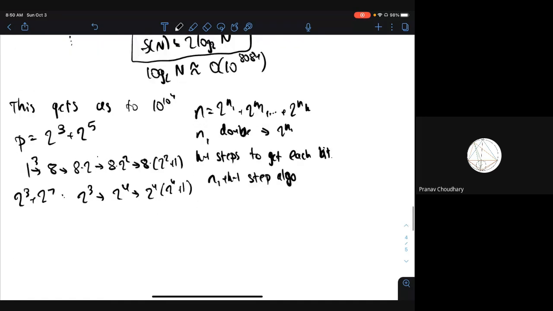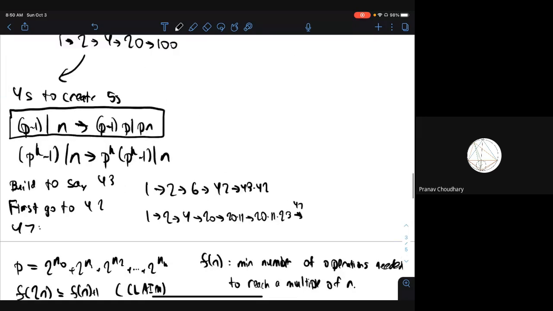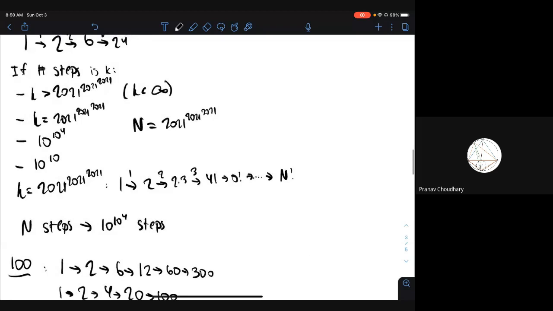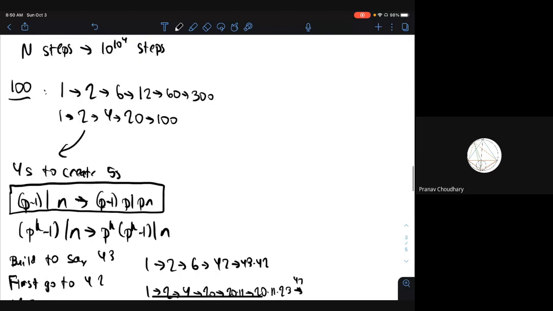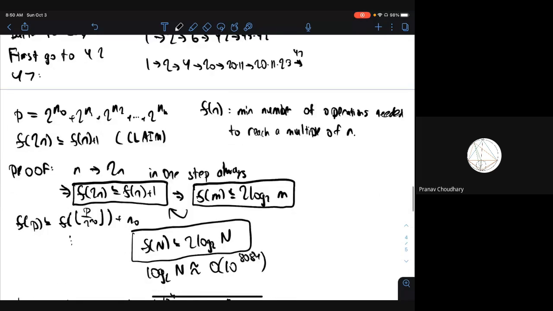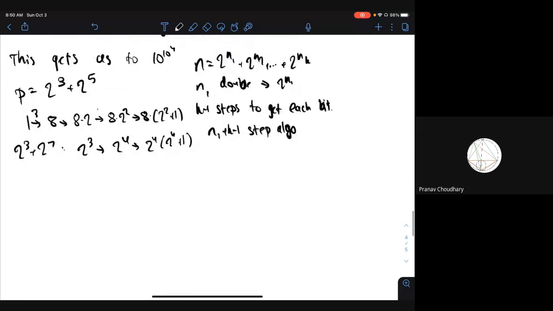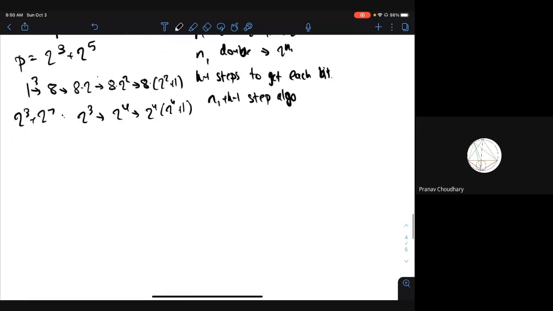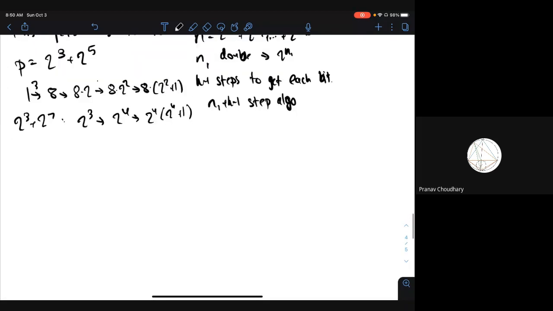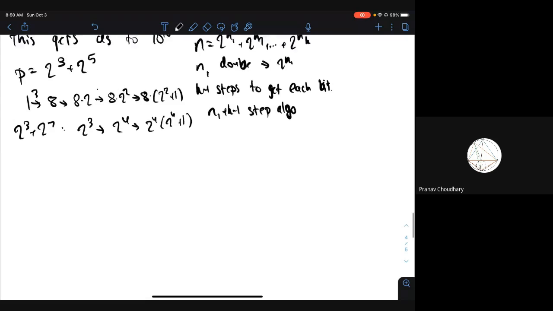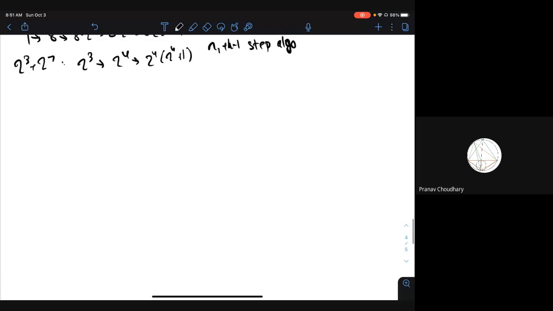So now let's move on. This step we can get just through binary. The next step will take some more work. We'll have to make one big observation. So yeah, let's get to that.